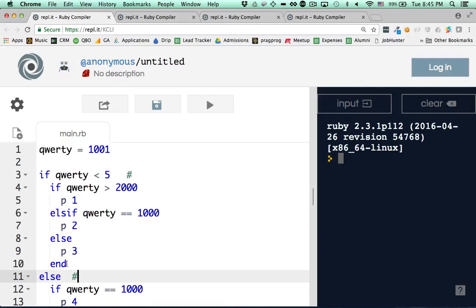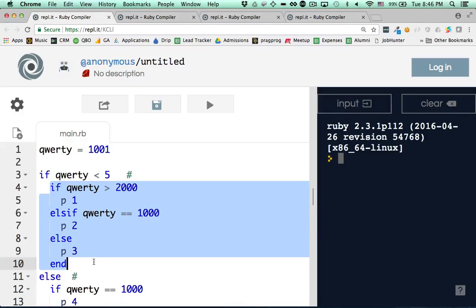The reason for that is that within this inner if, Ruby looks at this as one block. Since QWERTY is not less than 5, anything between the if and the next, I have to be careful with my words here. Let me rephrase this. The way Ruby knows this is one block is because it starts as an if within this if and also has an end that ends this if statement.